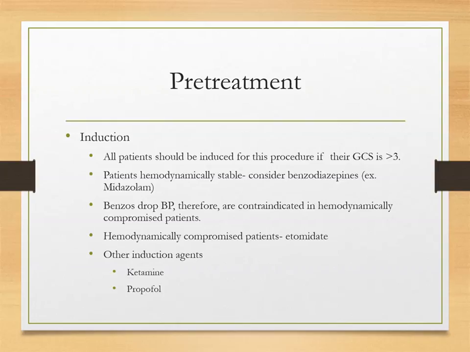So with our hemodynamically compromised patients, what does that mean? Look at all these big words we're using. Low blood pressure, low heart rate, okay? We can think about using things like etomidate. Etomidate is good for inductions because it rarely will cause a drop in blood pressure or pulse. It works fast, and that's good. That's what we're looking for.